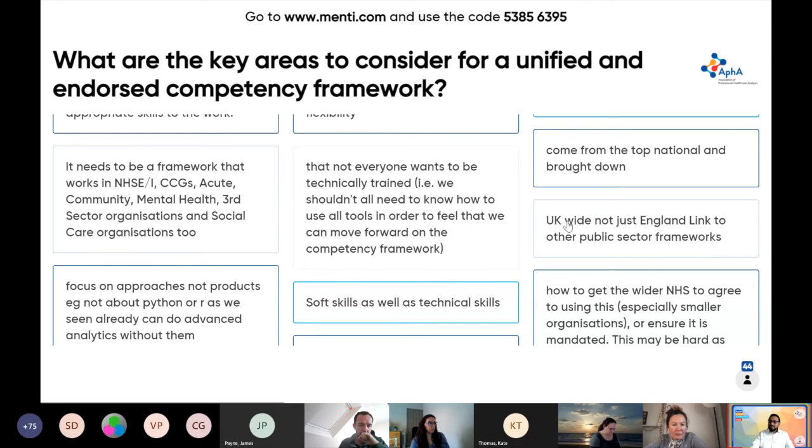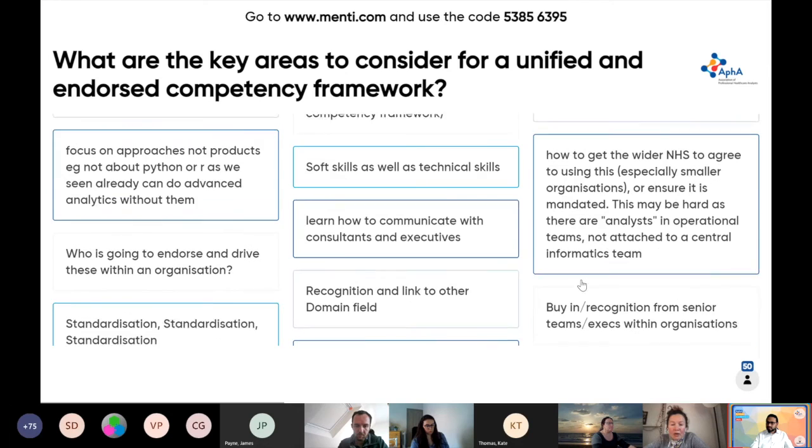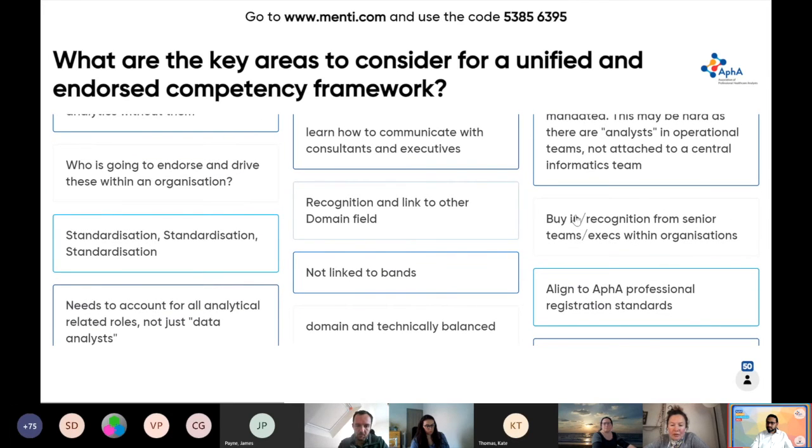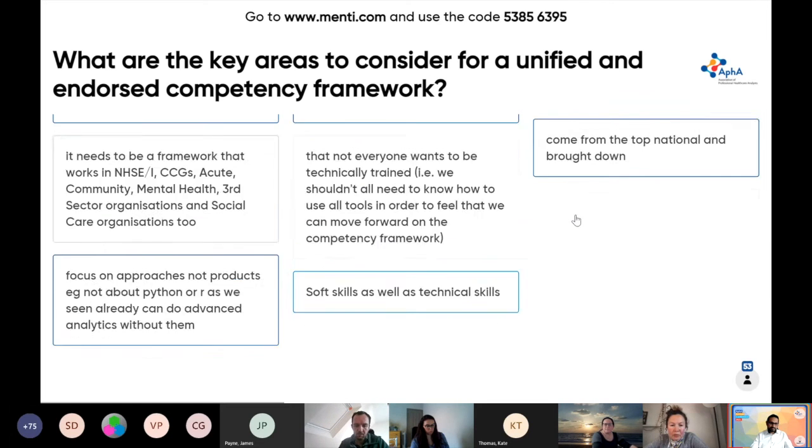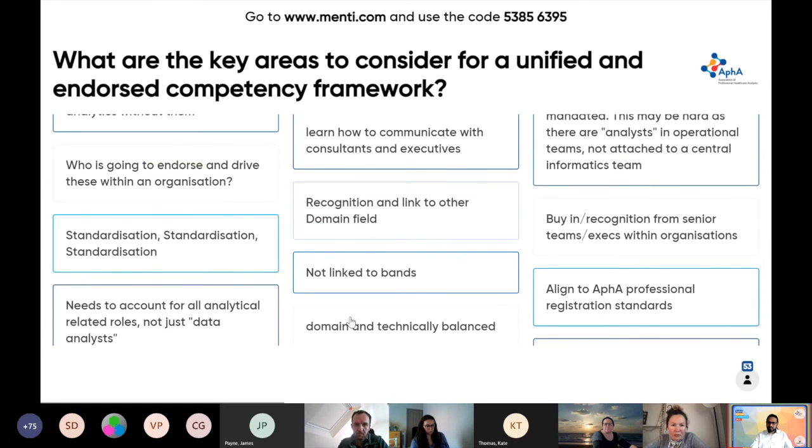There is a fantastic comment about being UK-wide, not just England. And of course, AphA represents the UK-wide analysts. So for this particular work, I think we'd be really keen to engage with colleagues in Wales, Northern Ireland, Scotland. So it'll be open to the offer, so we can understand more. Yes, absolutely. I think there's lots of stuff that we can learn from. There's certainly not starting from scratch in any of this. It's more about bringing it all together. I think we're starting from a really advantageous position.